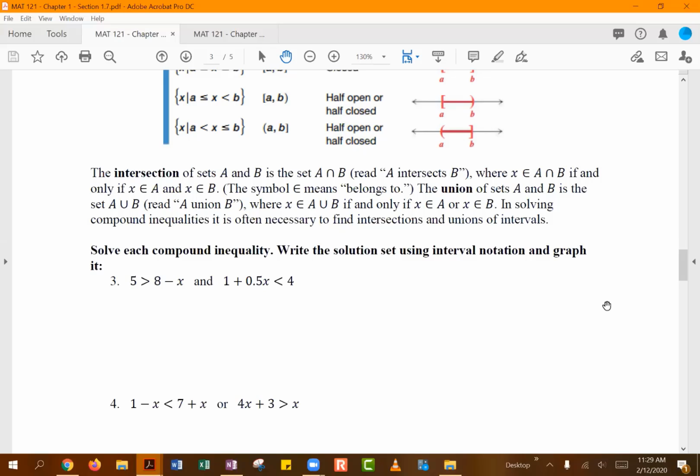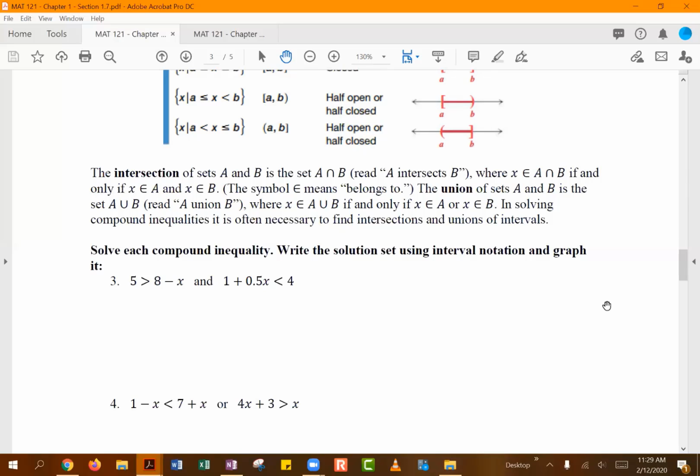And just in terms of terminology, when I'm saying X is in A, we're basically saying X is an element or part of set A, and we're also saying X is also a part of, or it belongs to, set B. So as I said, they have to be in both sets to fall under the intersection.